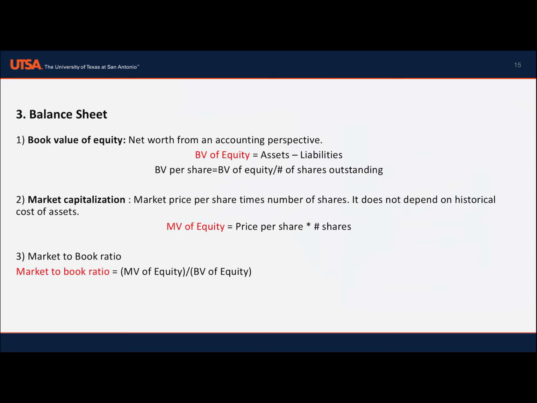Market capitalization is market price per share times number of shares. It does not depend on historical cost of assets. This is just the market value of equity, which equals the price per share multiplied by number of shares outstanding. Market to book ratio is market value of equity over book value of equity.